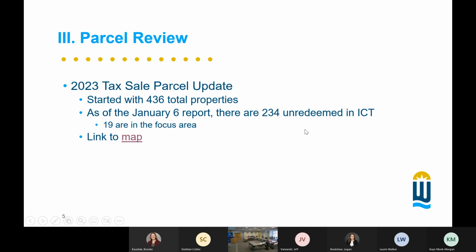And speaking of those parcels that are coming up on the next tax sale, at this time, there are 234 parcels unredeemed in Wichita. This says as of the January 6th report, but I actually got a report today that confirms that's still accurate. And I believe I said 19 in the focus area. As of the last meeting, that was 20. One of those has been redeemed, and so we celebrate that.